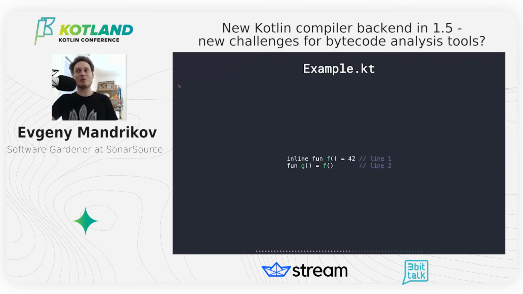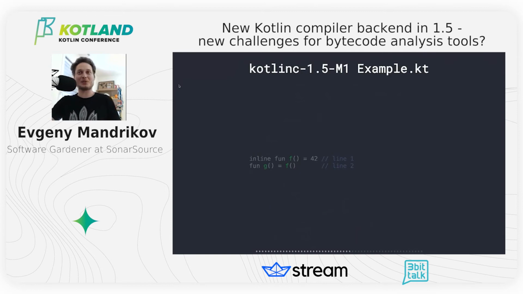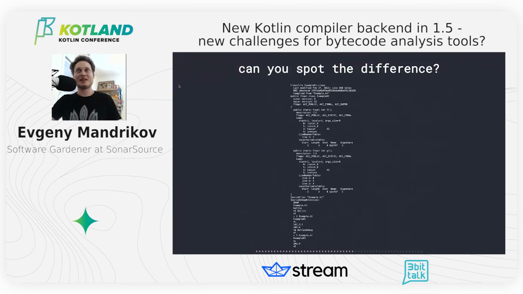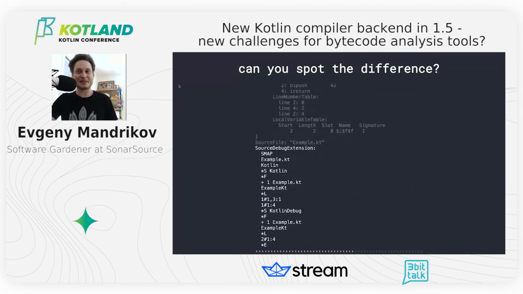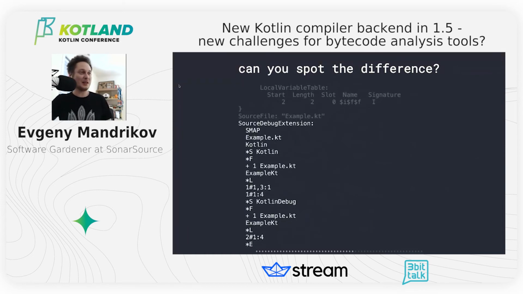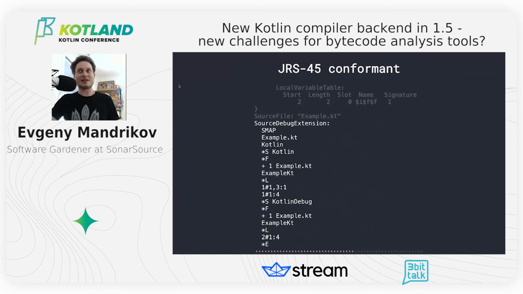And what happens in Kotlin 1.5.0 milestone 1? Let's compile. Can you spot the difference? The difference in the source debug extension, can you spot it? Me neither. Actually, it was not JSR 45 conformant. There was a bug, and this bug was not spotted as non-conformant, neither by Kotlin compiler developers, nor even by us.